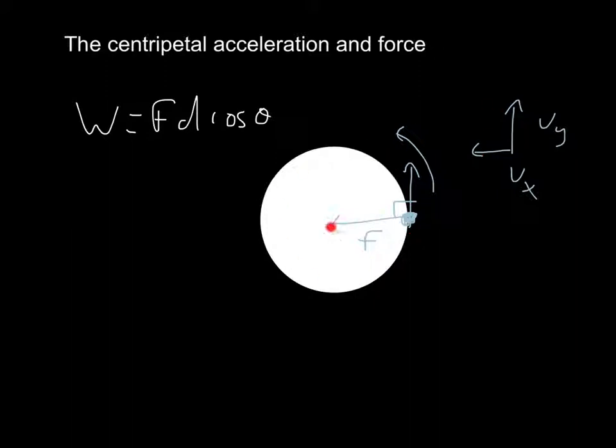Now this force that's always pointing towards the center is called the centripetal force. Guess why? Because it points towards the center. And this should not be confused with the centrifugal force. In fact, the centrifugal force is something called a fictitious force because it's not real.